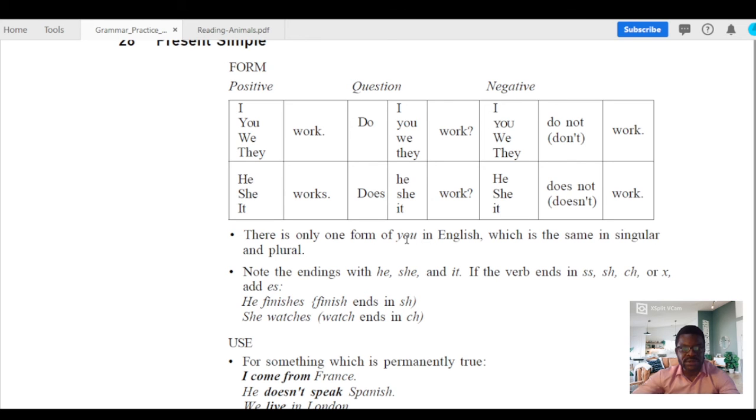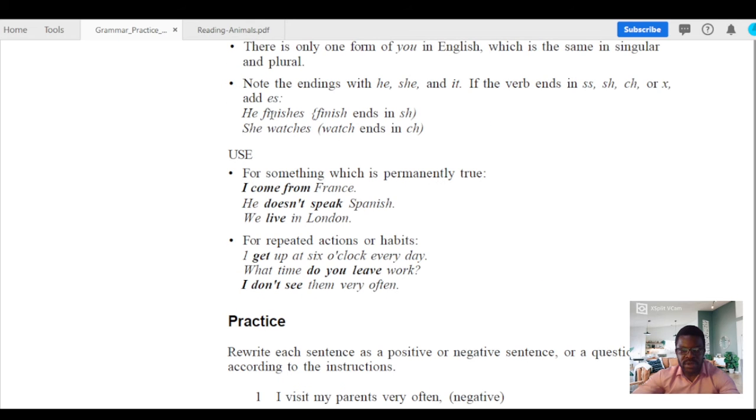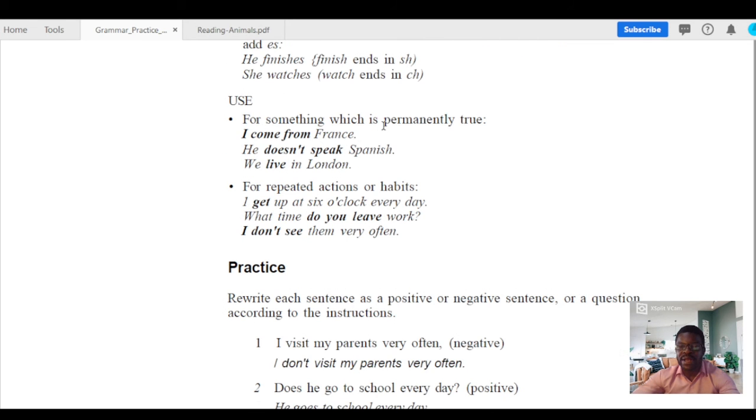So now we're talking about the usage: when do we use the present tense, present simple? Present simple we use for something which is permanently true. This is what we call a fact, that means that thing is going to be true for a longer period of time. I come from France. If you come from France, that means it's a fact.